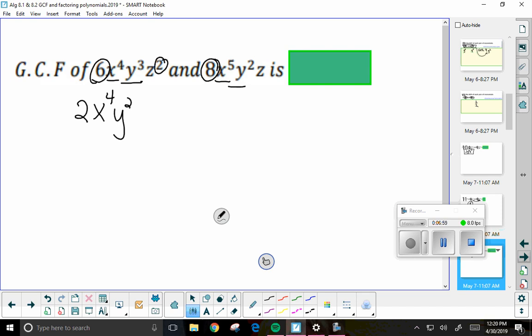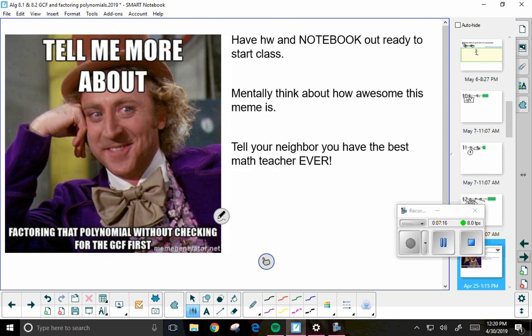And this is z squared, and that's just z to the 1. So z is the only thing that will go into both that and that. And so this ends up being the greatest common factor of both of those monomials. So you just break it down into pieces. Let's look at our next example.